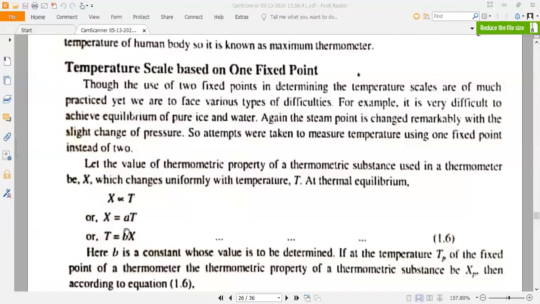So 1 by A, if we consider that one as B, I can write capital T is equal to Bx. If you are having a hard time understanding this, I can show it on the board. What I just said is we will consider X is proportional to the absolute temperature, and X will be equal to AT. Here A is a constant. Now if I change the side of this A, it will become 1 by A, right? X into 1 by A T. Now this 1 by A, if I consider it another constant, that is B, so I can say T is equal to Bx. That is what they have shown. Can you see what I wrote on the board?